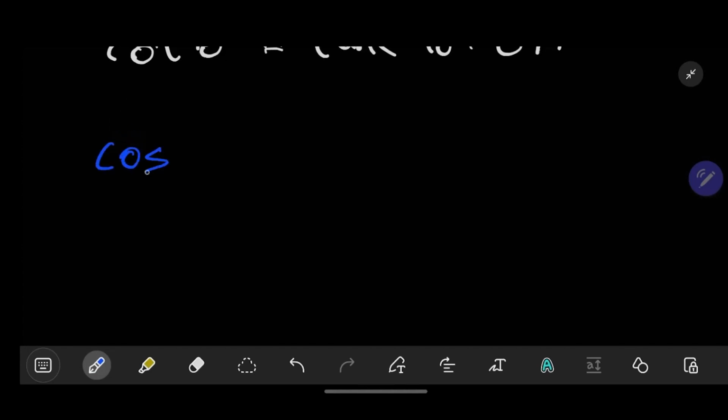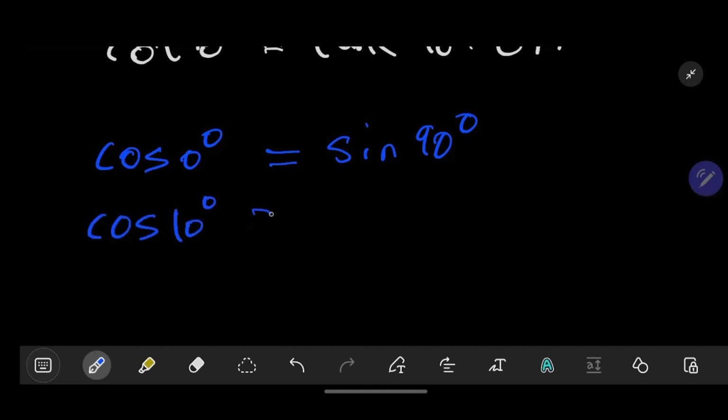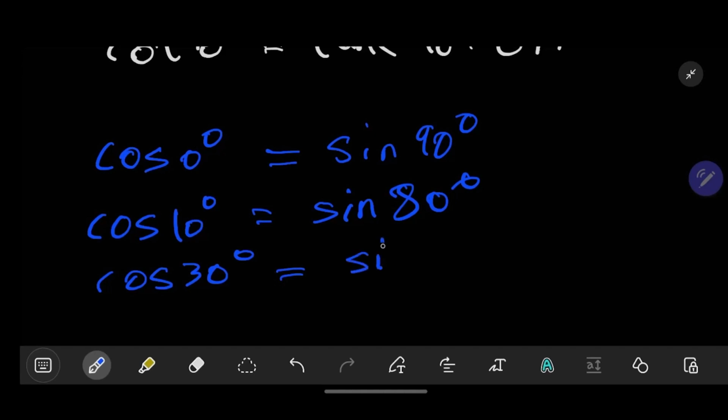What if we had cos of 0 degrees? According to that, it's sine of 90 minus theta. Theta is 0 degrees, so it's sine of 90 degrees. What if I said we have cos of 10 degrees? That's equal to sine of 80 degrees. What if I said we have cos of 30 degrees? That's equal to sine of 60 degrees.